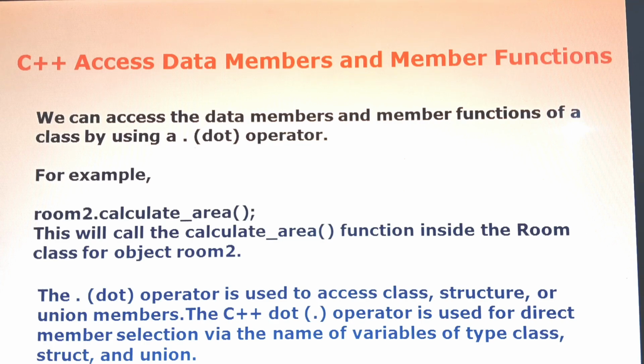We cannot use the class directly in the program. We require the objects to access the data members and member functions of a class. There we have to use the dot operator to use the data members and member functions of the class. First the object name, give the dot operator, give the variable name or function name. If you want to call the function, give the function name terminated by a semicolon.